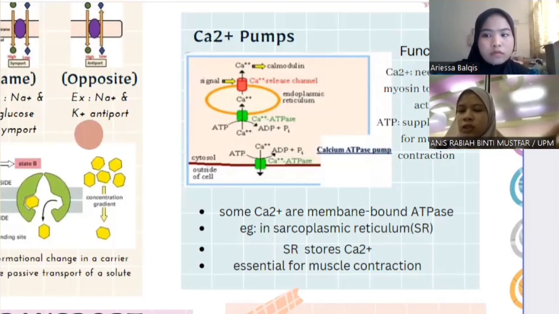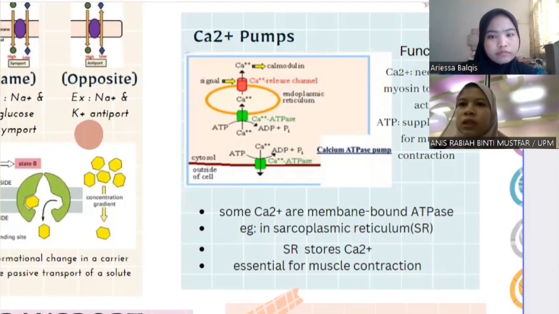In muscle contraction, Ca2+ is needed for myosin to bind to actin in the sliding filament model. The ATP supplies the energy for the muscle to contract. So that's all for me. I pass to the next presenter.